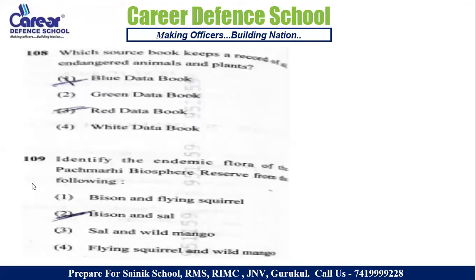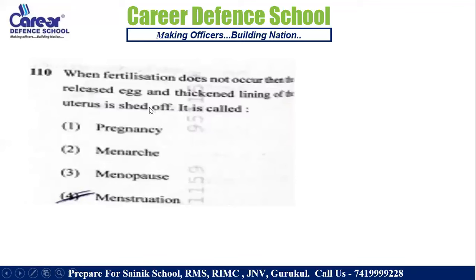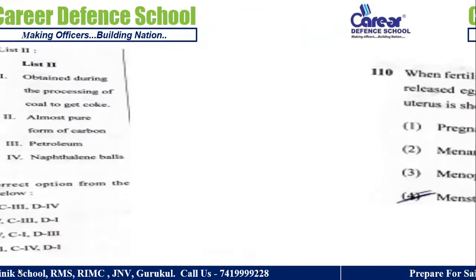Let's come to 110. When fertilization does not occur, the released egg and the thickened lining of the uterus are shed off. This is called menstruation. The cycle of menstruation repeats after every 28 days in females after attaining the age of puberty. Let's move on to the 111 question.